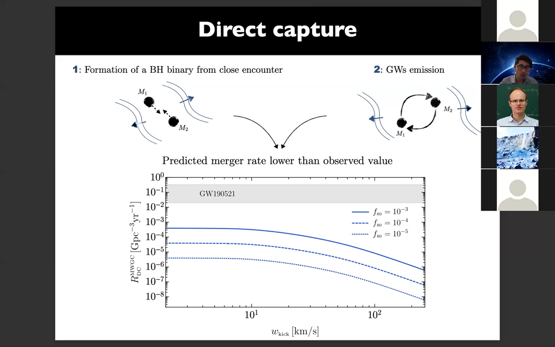In this plot, we show on the vertical axis the merger rate of this direct capture channel in terms of the kick velocity, by fixing this PBH overdensity fraction to some reasonable value, as explained before. And as you can see, the rate for this channel is found to be well below the observed value for the considered event. So direct capture cannot explain the origin of events of this kind.